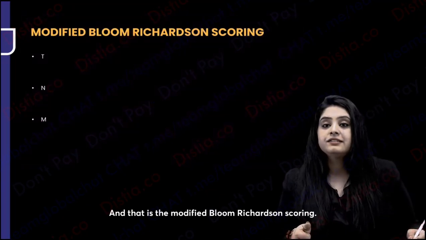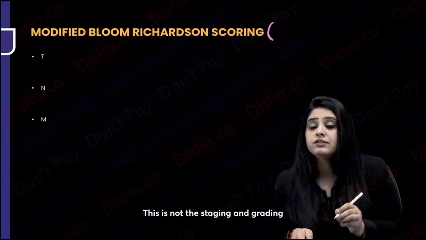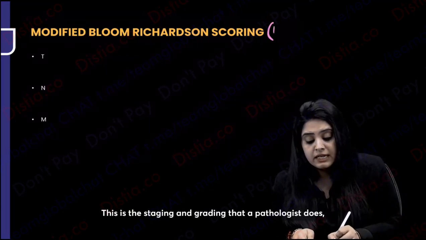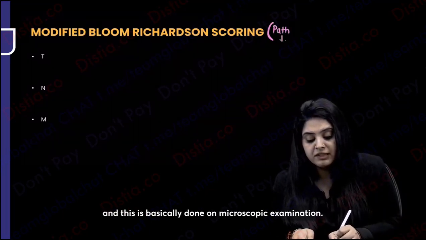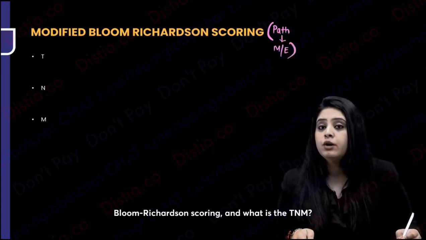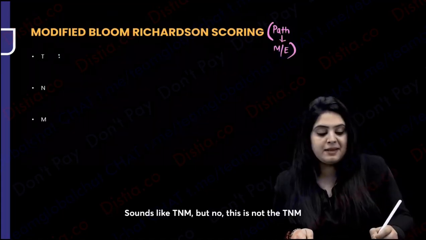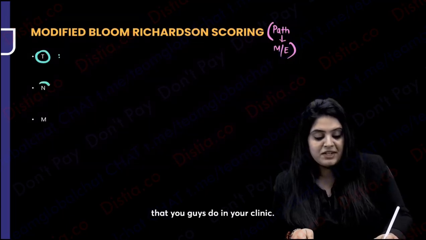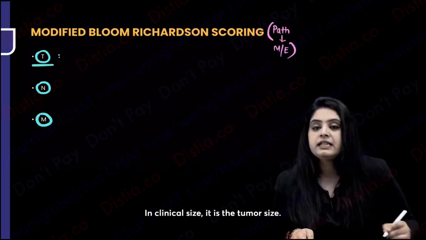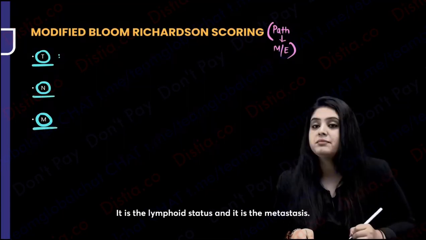Before I end, there is one more pathology related point that I want to tell all of you, and that is the modified Bloom-Richardson scoring. Again, something done by whom? This is not the staging and grading that a radiologist does. This is the staging and grading that a pathologist does, and this is basically done on microscopic examination, the BR scoring, the modified Bloom-Richardson scoring. And what is the TNM? Sounds like TNM, but no, this is not the TNM that you do in your clinics. So TNM in clinics means what? In clinical terms, it is the tumor size, the lymph node status, and the metastasis, right?